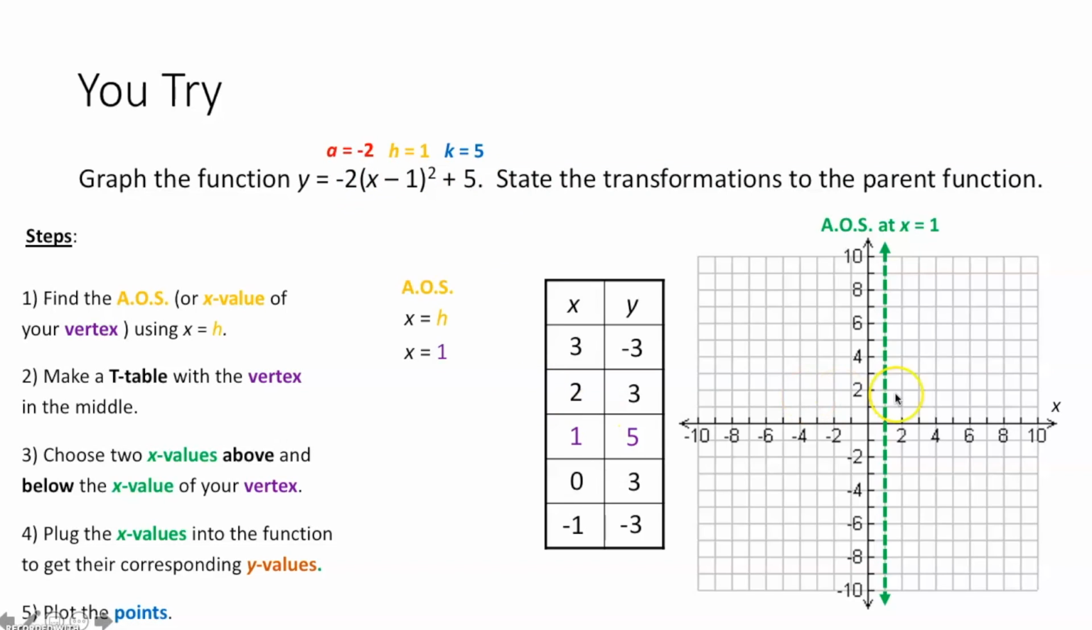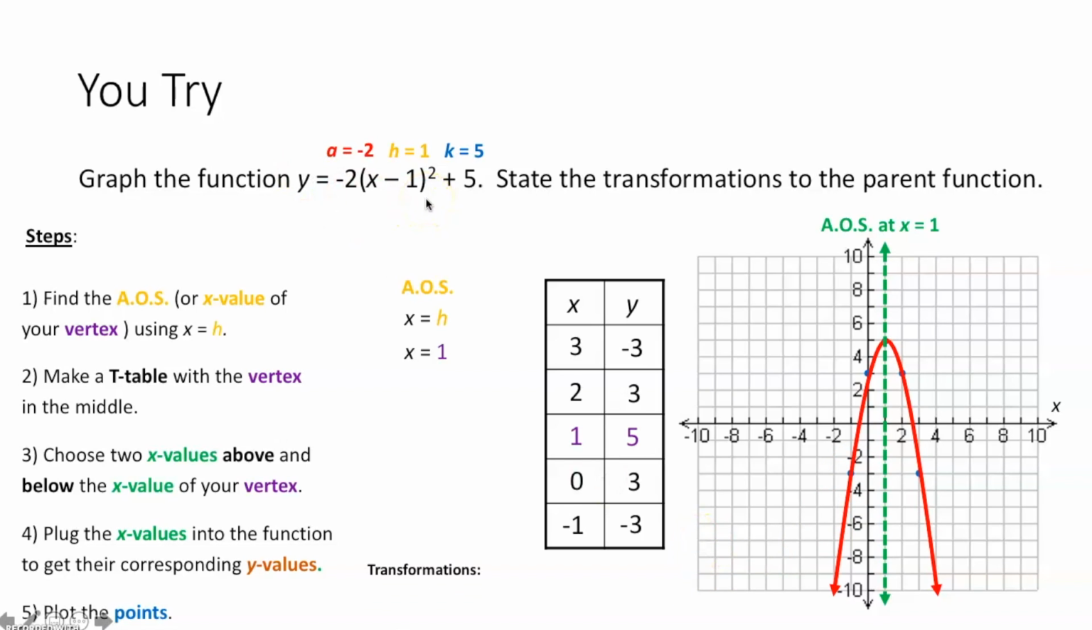Now let's plot these points. So 3, -3, I go over 3 on the x-axis, down 3 on the y-axis, put a point. 2, 3, I go over 2 on the x-axis, up 3 on the y-axis, put a point. 1, 5, over 1 on the x-axis, up 5 on the y-axis, that is our vertex. 0, 3, I go over 0 on the x-axis, up 3 on the y-axis, put a point there. And then -1, -3, I go over -1 on the x-axis, down 3 on the y-axis, put a point. Draw a parabola going through those, and I have graphed my given function.